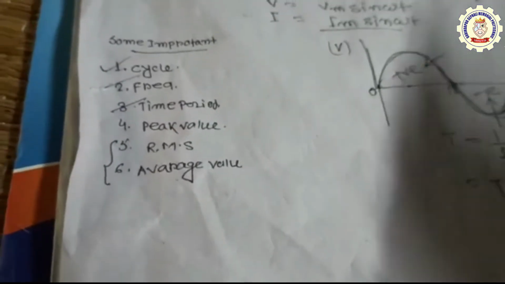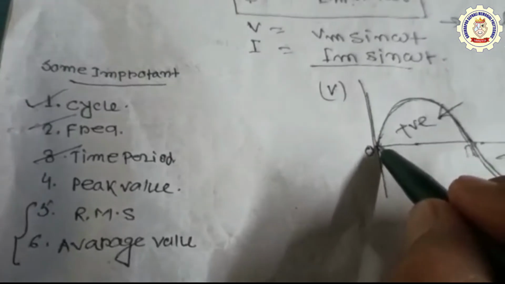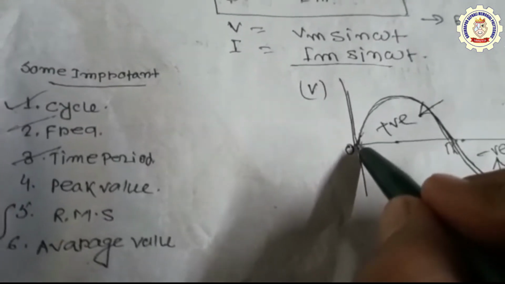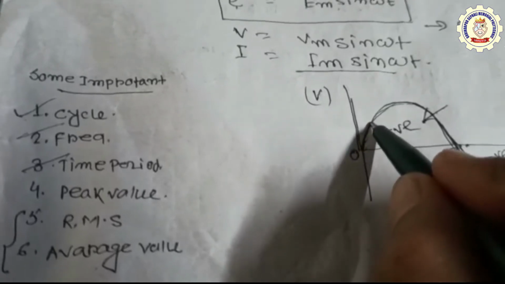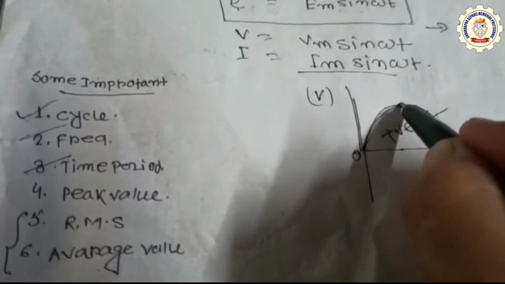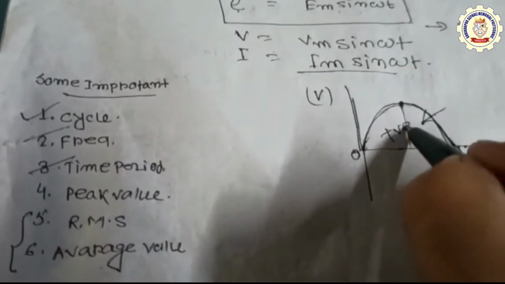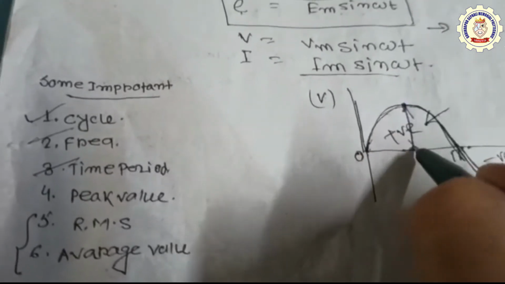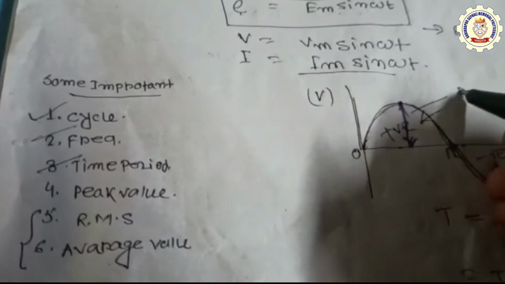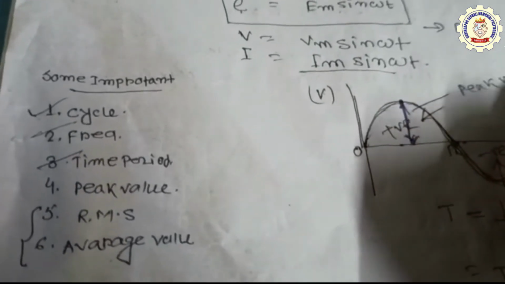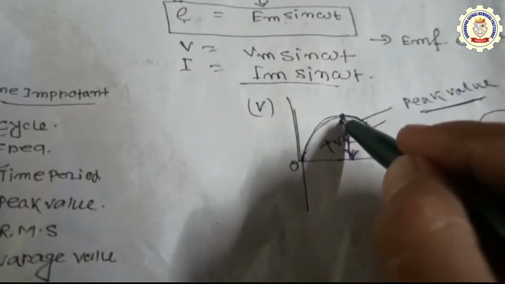What is the peak value? Look at the curve. It is the current or voltage or quantity starting from 0. It is graphically increase and reach the maximum point. This maximum value is called peak value.